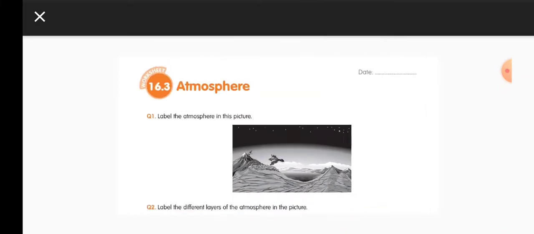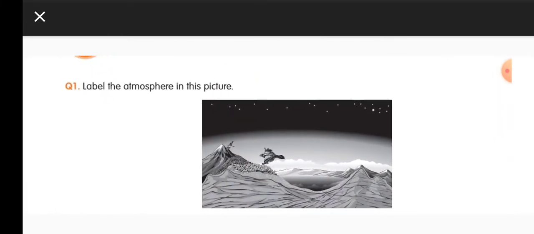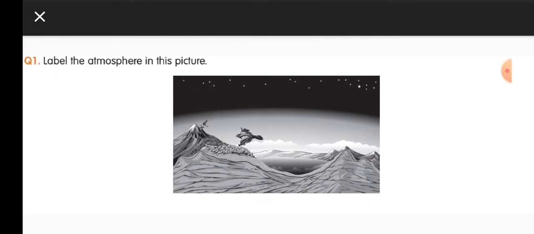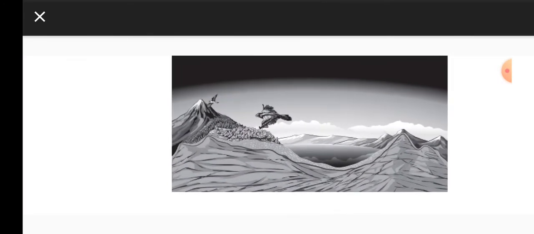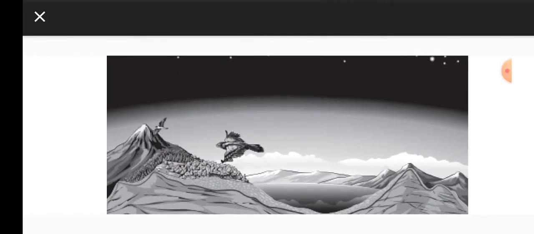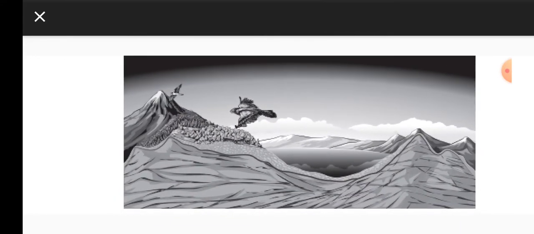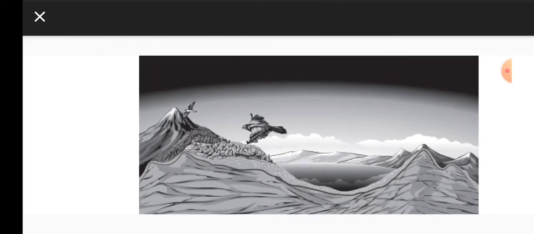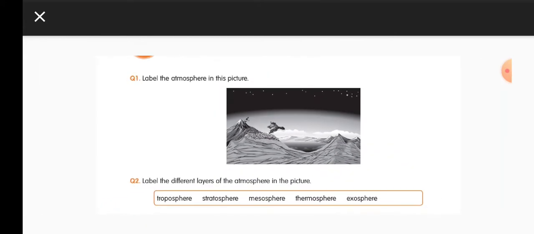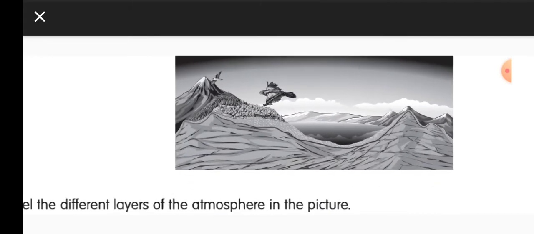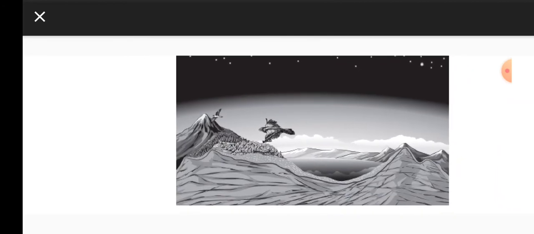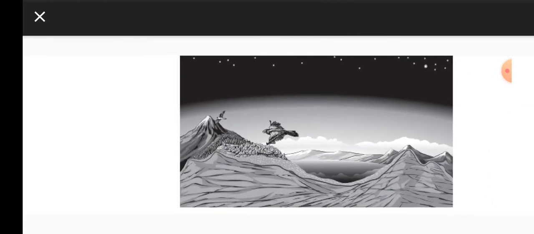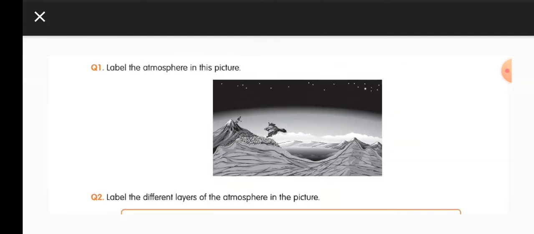Open your workbook, answer the worksheet, put today's date. Look at the atmosphere in this, label the atmosphere in this picture. So you label all the layers of the atmosphere, right? Starting with troposphere, stratosphere, mesosphere, thermosphere, exosphere. In which layer correctly you check once again in content book if you have a doubt, and you mark it. Okay, above the land you write troposphere where clouds are there.